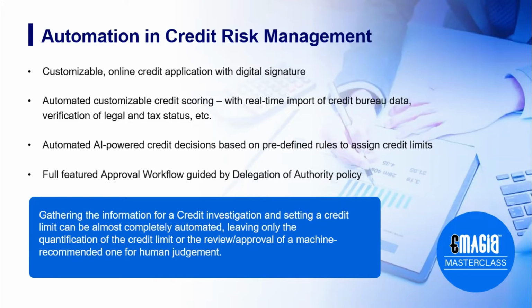And first of all, it presents to the customer an online credit app, which they can complete and submit with a digital signature. It can automate the gathering of the inputs from your credit bureau data, verifying legal tax status, your vendor references, that sort of thing, and automatically do a credit scoring, which, combined with the estimated monthly purchases, can derive a recommended credit limit, which of course will have to be reviewed by a human being, a credit manager.